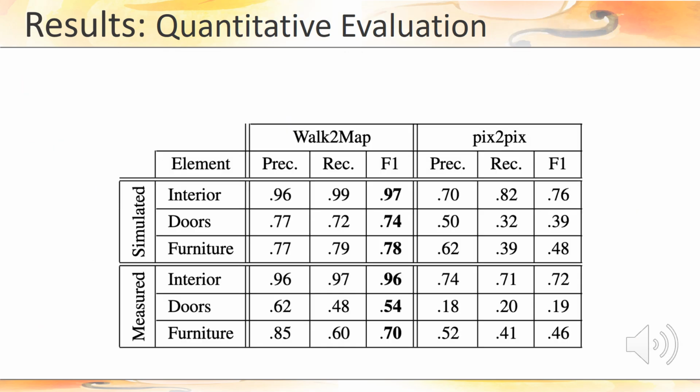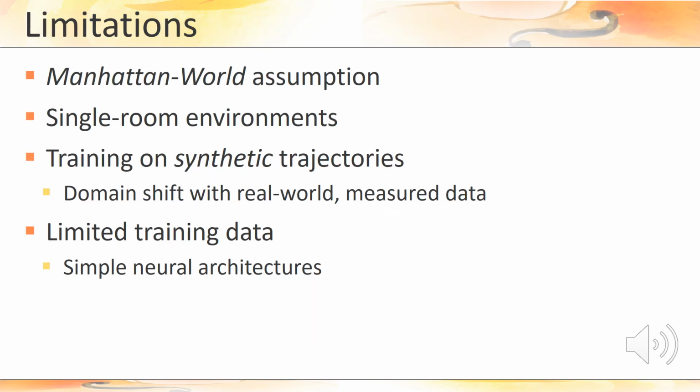The results seen so far are confirmed by our quantitative evaluation. We refer to the paper for an in-depth discussion, and here we will only stress that Walk2Map outperformed the image-to-image baseline on all steps, both on simulated and on measured trajectories. Our results look very encouraging, and it's exciting to see how much hidden information about an indoor space can be extracted from just a walk trajectory.